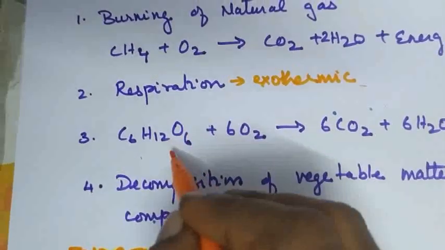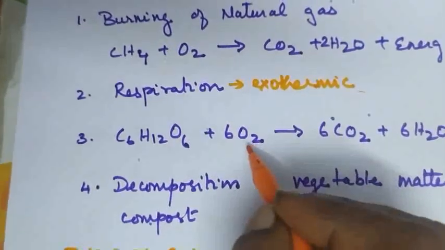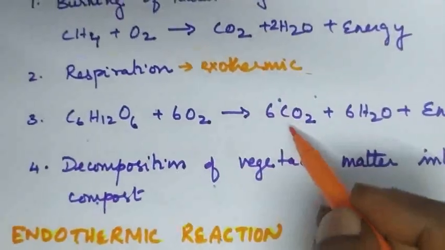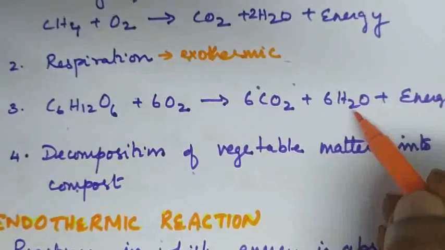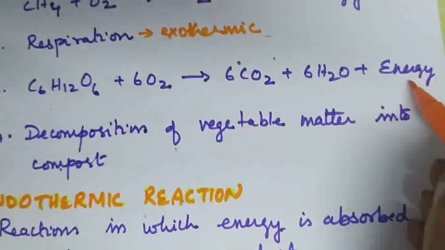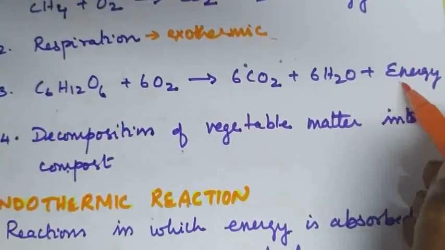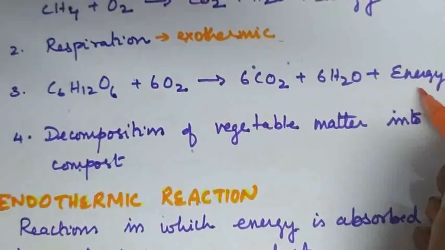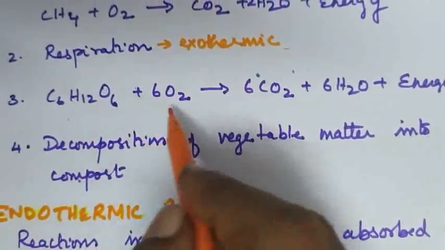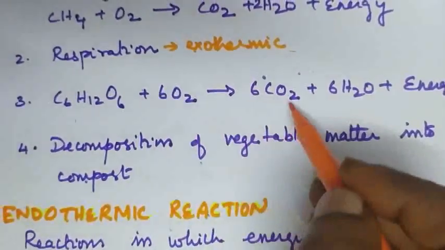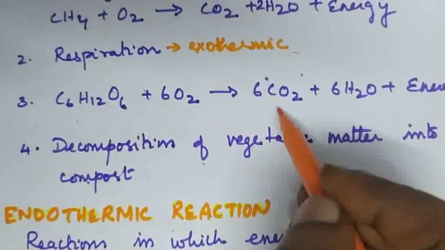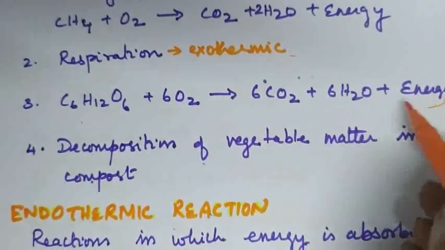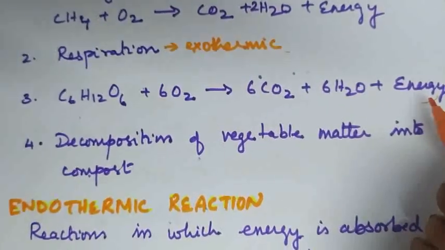C6H12O6. This food on digestion burns with oxygen to form carbon dioxide and water inside our body and produces lot of energy, and this energy we utilize for our work. Day to day work we utilize this energy. So glucose plus oxygen gives you, this is digestion process, carbon dioxide is released out, water and energy. This energy we utilize for our day to day work.